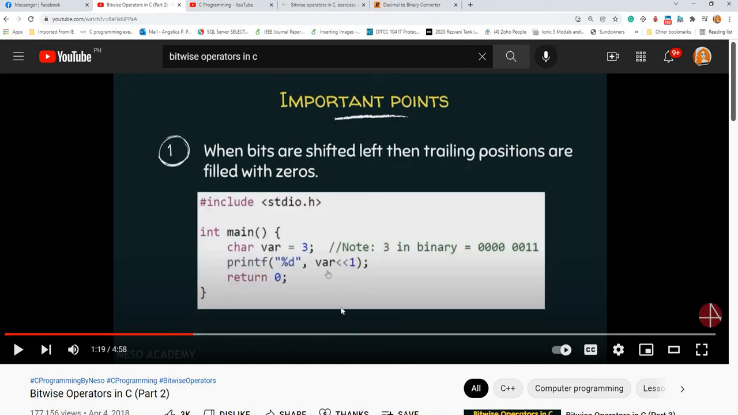Alright. So, ito yung sample niya, no? Yung variable na ay 3. And then, ano yung binary niya? That's 00011. So, ipiprint yung variable na 1 if it is okay. Now, let's look at the output, no?